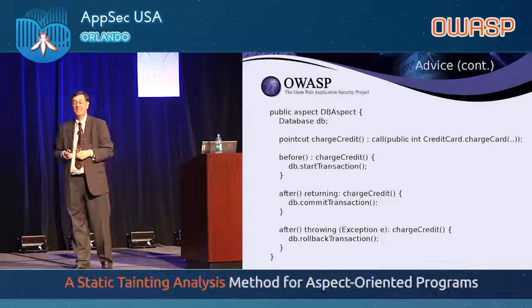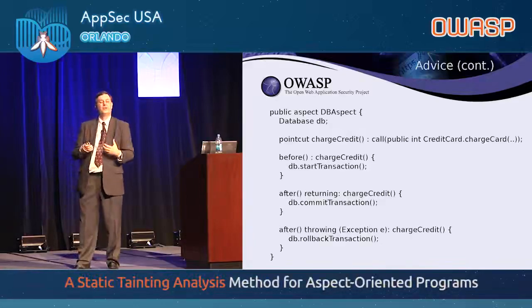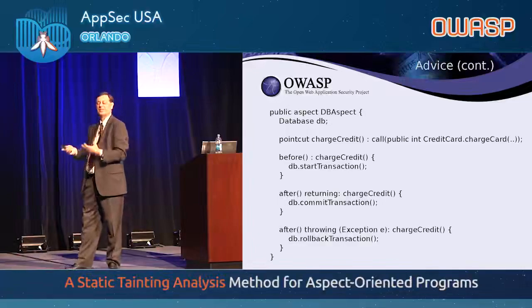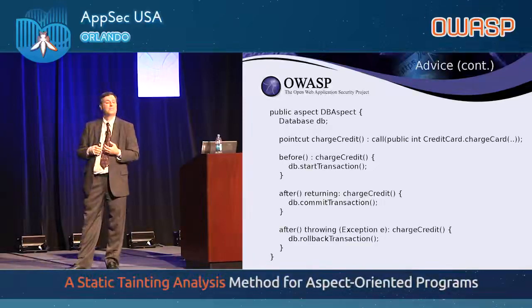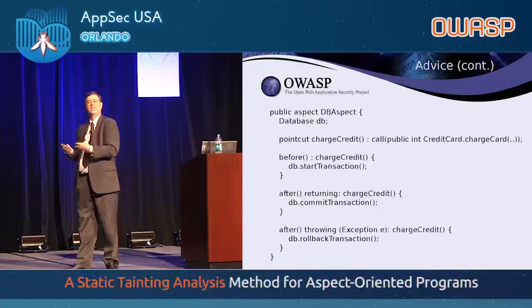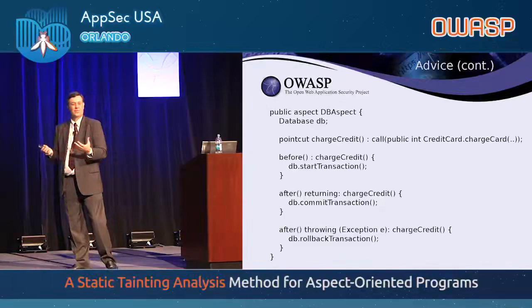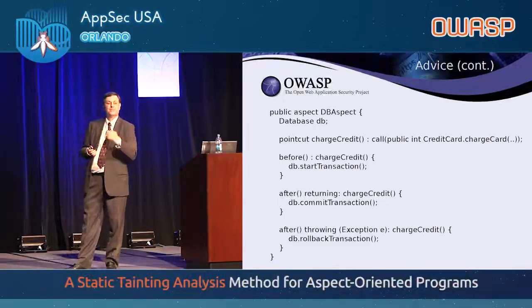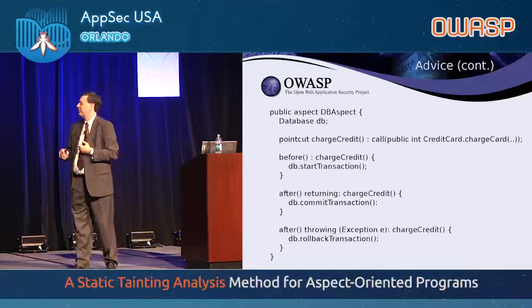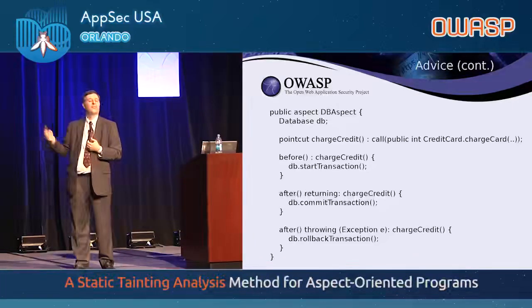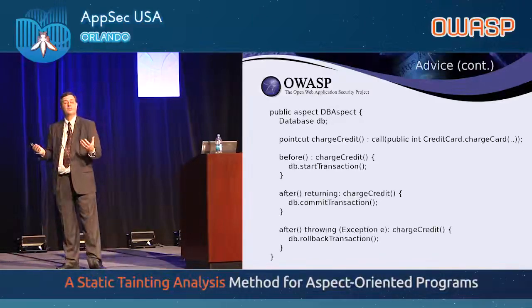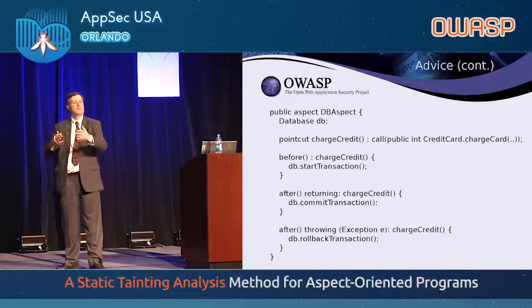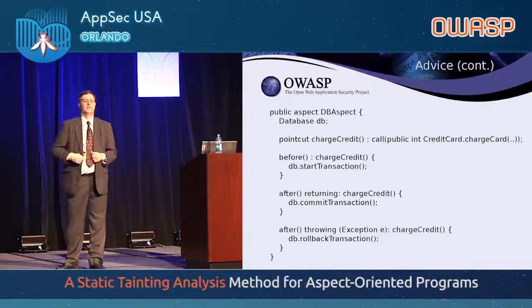Well, after returning successfully, then there is this after returning advice. After returning says if it succeeds, in other words, if an exception was not thrown, I want to do something else. In this case, I want to commit the transaction. So I'm going to commit the transaction because I know the charge card actually succeeded. If it failed, I'm going to run after throwing, and it even can keep track of what the exception is. And if it throws an exception, I'm going to roll back the transaction.